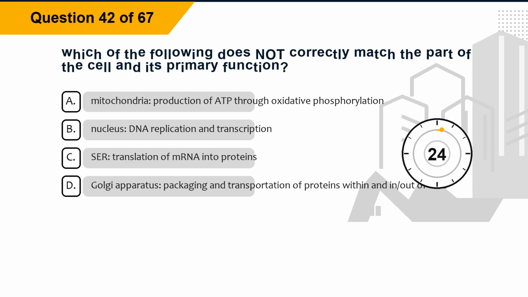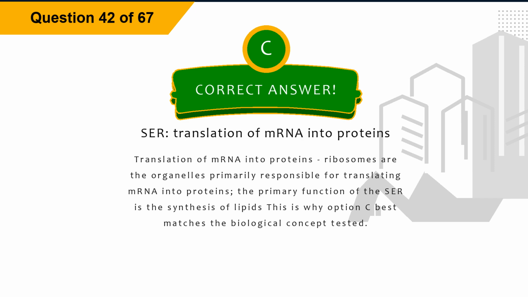Question 42. Which of the following does not correctly match the part of the cell and its primary function? Option A, mitochondria, production of ADP through oxidative phosphorylation. Option B, nucleus, DNA replication and transcription. Option C, SER, translation of mRNA into proteins. Option D, Golgi apparatus, packaging and transportation of proteins within and out of cells. The correct answer is option C, SER, translation of mRNA into proteins. Explanation. Ribosomes are the organelles primarily responsible for translating mRNA into proteins. The primary function of the SER is the synthesis of lipids. This is why option C best matches the biological concept tested.